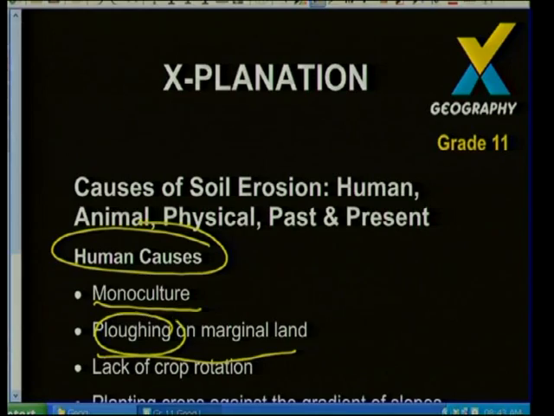So remember, when we're talking about plowing on marginal land, we are talking about that soil which is susceptible to soil erosion but is being constantly used in order to ensure there is agricultural activity. This destroys the level of nutrients in the soil and therefore reduces the amount of agricultural activity and increases the rate of soil erosion.